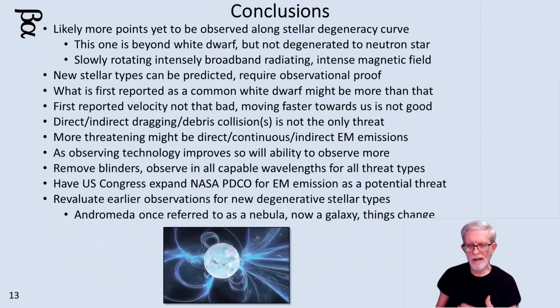So in conclusion, whenever you think you've got a good beat on things and then you improve your instruments or you look more often at more things, additional points along that curve are going to show up. And in this case, this is the stellar degeneracy curve. As you know, we go from stars into white dwarfs or pulsars or neutron stars onto strange matter stars onto black holes. So we're finding more points along that degeneracy curve. This was first reported as your typical white dwarf until they found out the level of magnetic field and the fact that it was rotating slowly and it's headed our way. We need to take a look at this.